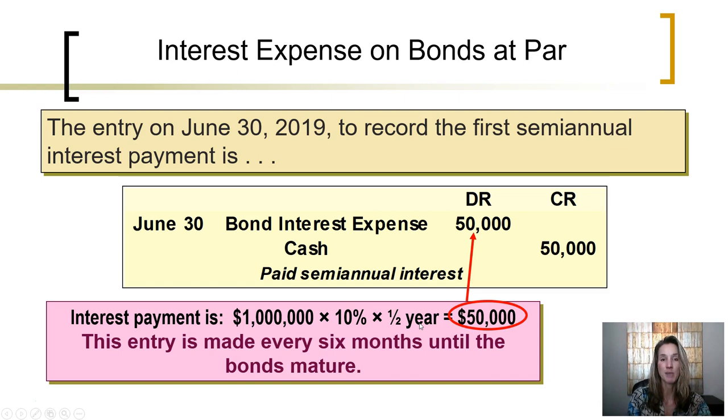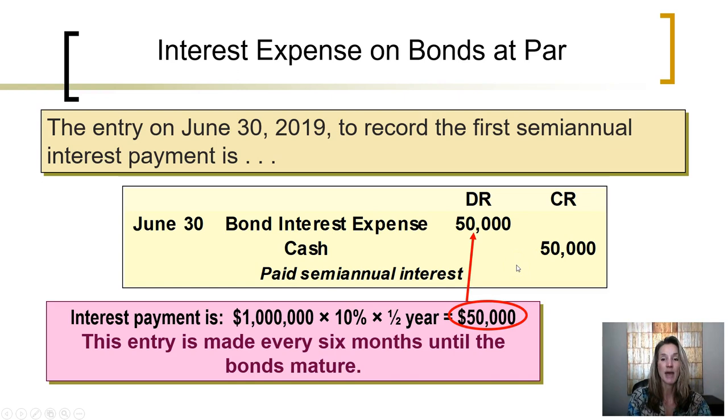So because they're only paying interest for a 6-month period, January 1st through June 30th of 2019, we multiply the annual interest by 1/2 of a year, or 6 out of 12 months. The company must pay the investors $50,000. So we debit bond interest expense and credit cash for $50,000.